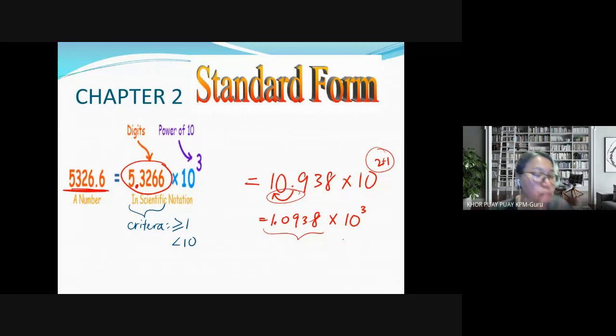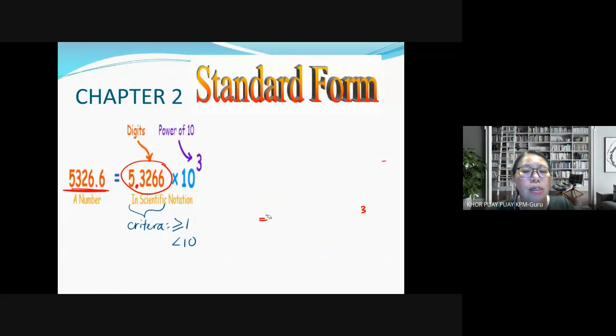Okay, clear? So make sure everyone, because there will be questions where they might give you a standard form plus another standard form, or a standard form times another standard form, and for your final answer, you must always double check the number there: does it fulfill the criteria or not? More than 1 and less than 10. That step is very important.